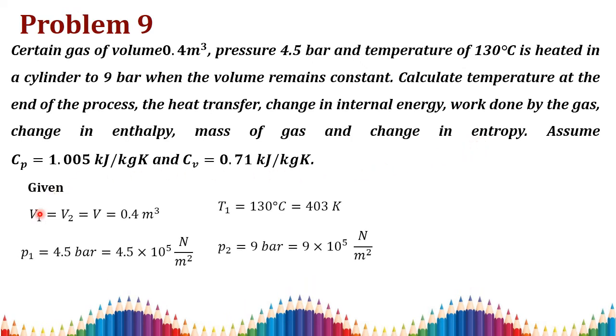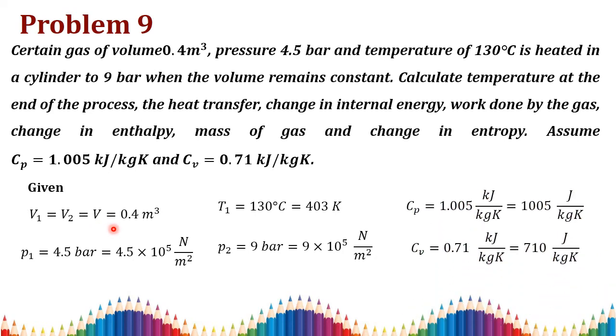So these are all your given data, that is V1 is equal to V2 is equal to V, that is constant volume process. In the question itself they have stated that it is 0.4 meter cube and pressure P1 is 4.5 bar. So I can write it in Newton per meter square. Then this pressure is 4.5 into 10 to the power of 5 Newton per meter square. Then temperature T1 is 130 degree Celsius. So convert the Celsius to Kelvin, you add 273. Then what you get, that is T1 is 403 Kelvin. Then P2 is 9 bar. That can be written as 9 into 10 to the power of 5 Newton per meter square.